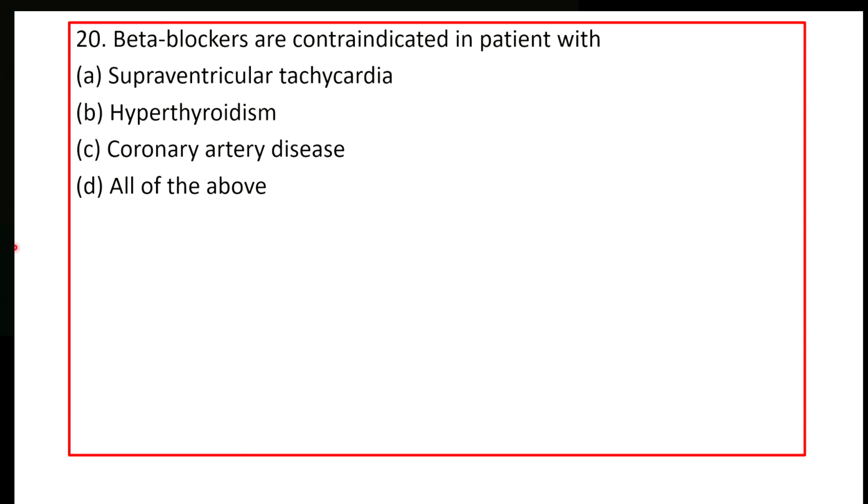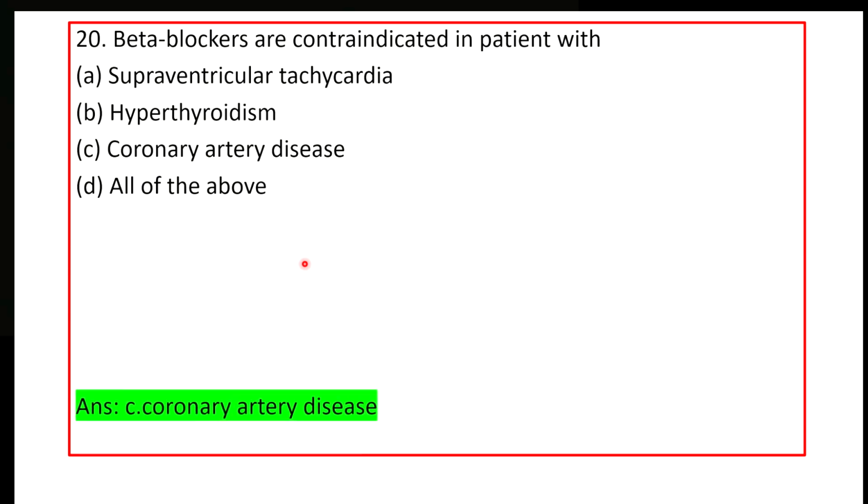Question number 20. Beta blockers are contraindicated in patients with. So in which condition can you not give beta blockers? The options are supraventricular tachycardia, hyperthyroidism, coronary artery disease, or all of the above. So yes, you have guessed it right. C, if coronary artery disease is there, then you cannot give beta blockers.